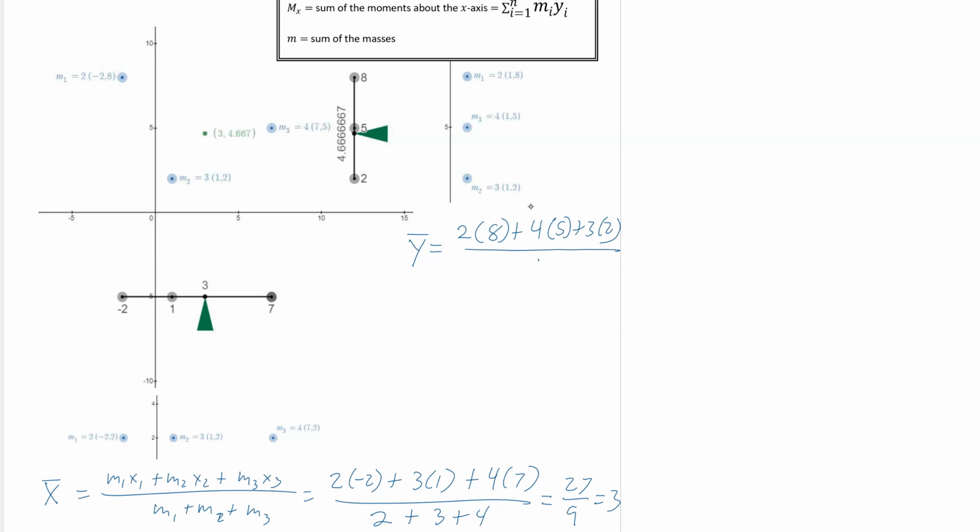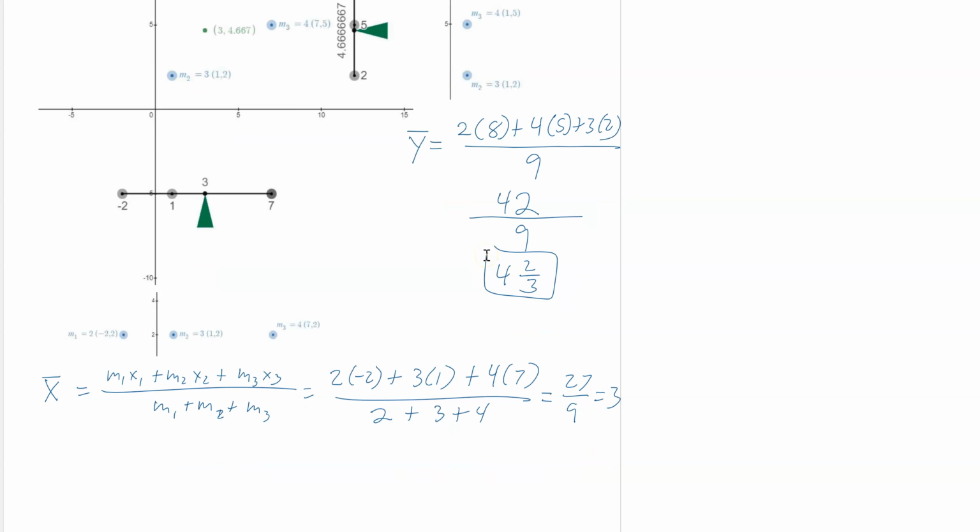And again, we already know the sum of the denominator is 9 because it's 2, 4, and 3. Masses don't change just by moving them around. They're still the same mass, just different location. And so that you'll see becomes 4.667, so 4 2/3. So if we multiply these out, we get 16 plus 20, which is 36, plus 6, which is 42. And then this would become 42 divided by 9, which is 4 and 2/3, which is our location there.